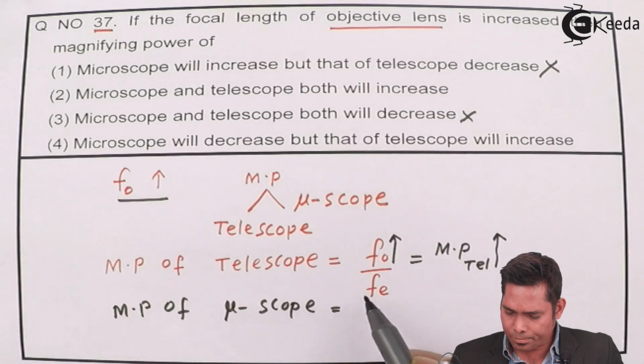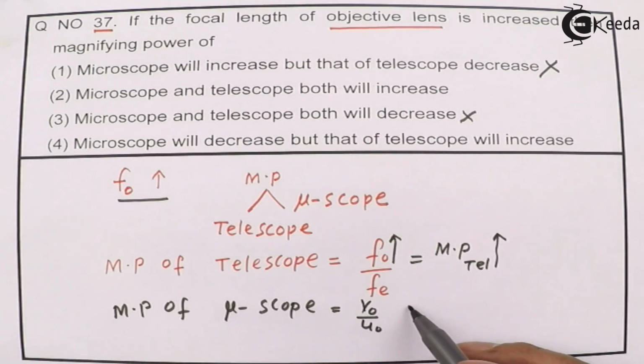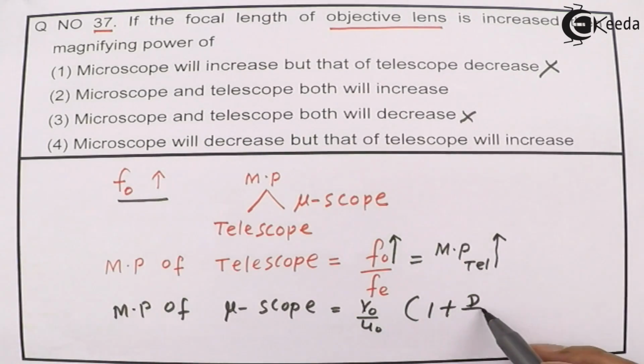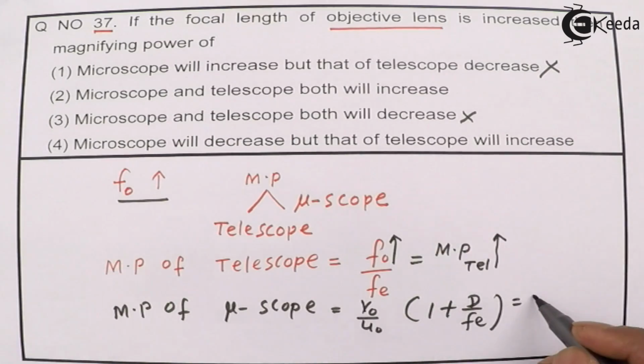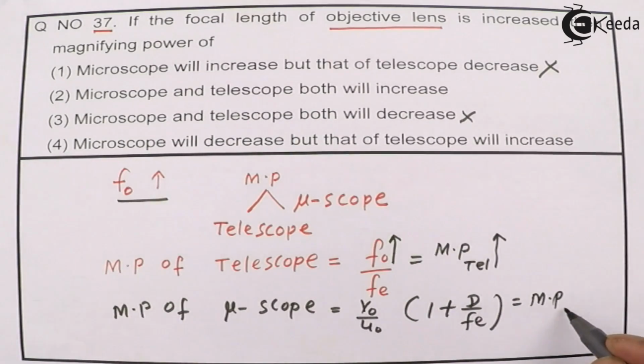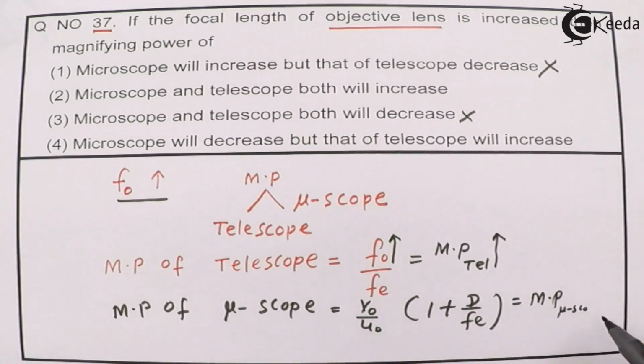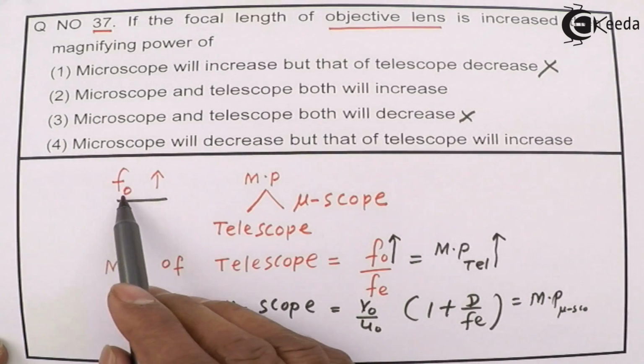The formula is V0 by U0 into 1 plus D by Fe. This is the formula for magnifying power of microscope. Now, you have to write this in terms of FO.